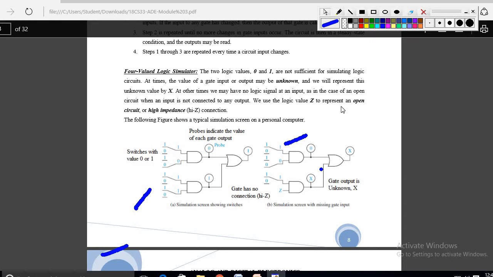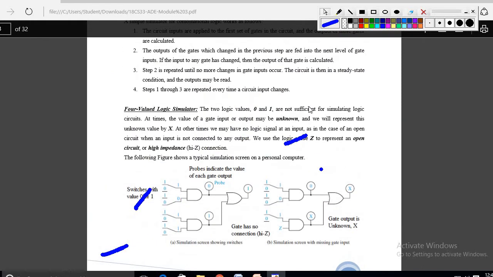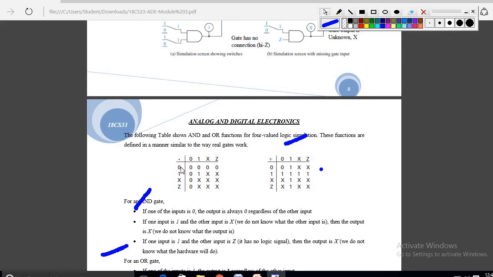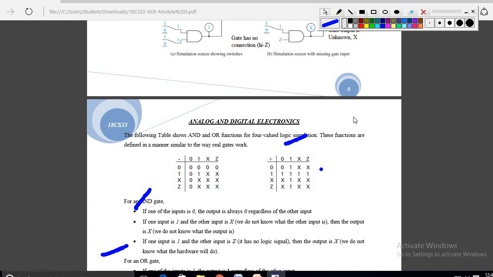In this case, see here, this truth table for the AND gate and OR gate has been given for the 4 value logic simulator, right? If the inputs are both 0 0 for the AND gate, the output is 0. Anyhow you know the truth table of the AND gate: 0 0, 0 1, 1 0, 1 1. If both inputs are 1, the output should be 1. In the rest of the cases it is 0. So apply this concept here also.